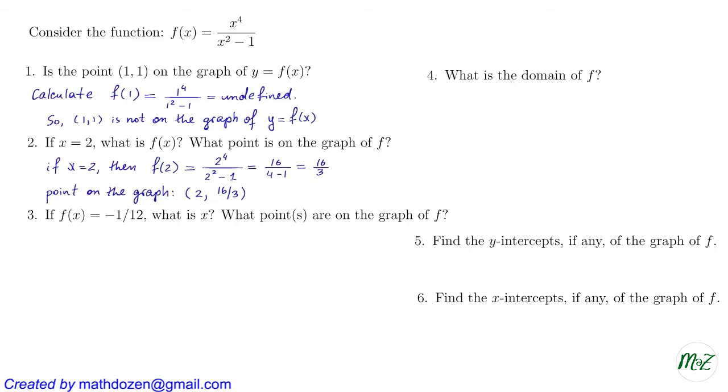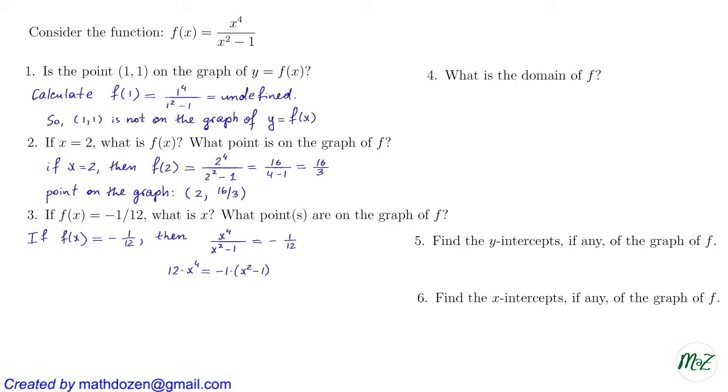Now the third question asks, if the value of the function is equal to negative 12, what is the corresponding x value? So this is the reverse question. This time negative 12 is playing the role of y. We know the value of the function is negative 12, and we have to recover the x value. So instead of f of x, we write the formula that represents the function: x to the fourth over x squared minus 1, and all of this should be equal to negative 12.